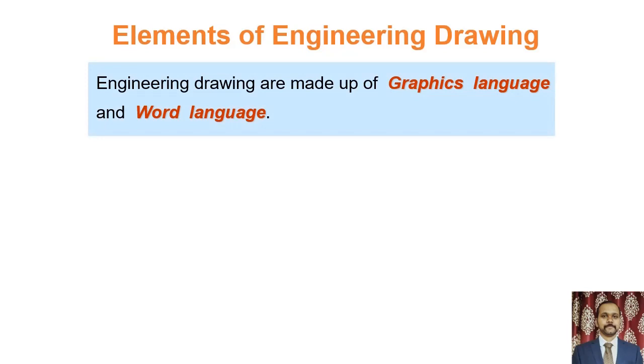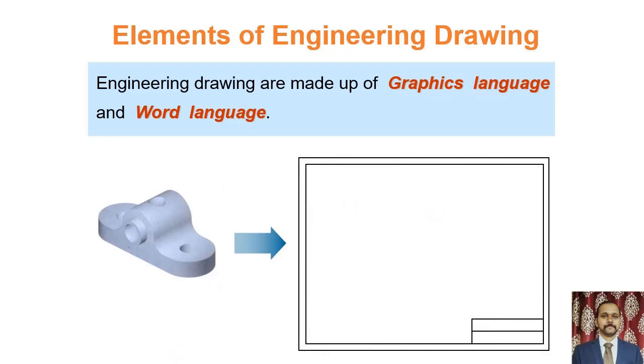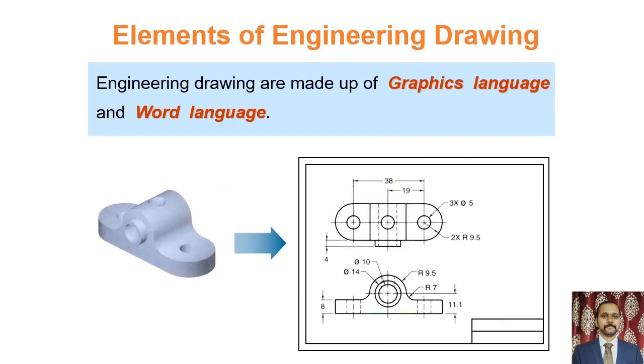So engineering drawings are made up of some graphic language and word language. When we come across any engineering drawing, there are two types of basic language: the first is graphical, and the second one is word. So what is that? If you see this, this is the three-dimensional object, and if you want to represent it in 2D, then it looks like this. So this is how it is going to look.